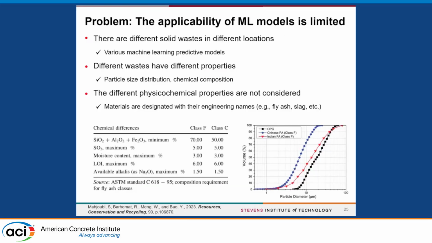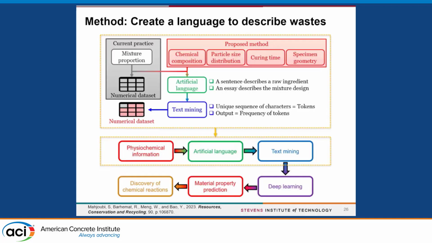However, the applicability of the machine learning model is still very limited, especially when we consider some solid wastes. The reason is that the physical and chemical properties are not considered in the machine learning models, but the physical and chemical properties of even solid wastes with the same name, like fly ash, are very, very different. The particle size distribution or the chemical composition are very different, but those are not considered in the machine learning models.